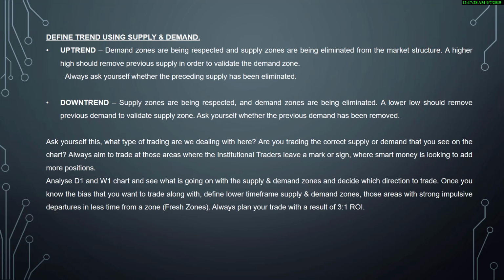The same applies in a downtrend. Supply zones are being respected, right? And demand zones are being eliminated. A lower low should remove previous demand to validate the supply zone. Ask yourself whether the previous demand has been removed, right? It's that simple. Ask yourself, right? Let me illustrate this quickly.